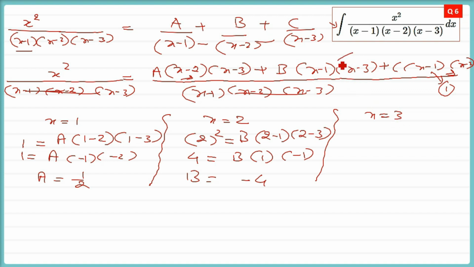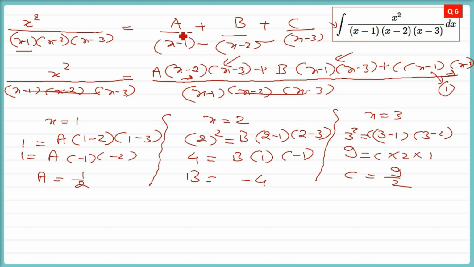Now the third one will be x equal to 3. When you put x equals to 3, the second and the first term will vanish. Only the c will be evaluated. On the left you have to put x equals to 3. So 3 square will be equal to c into 3 minus 1 into 3 minus 2. So 9 will be equal to 3 minus 1 is 2, c into 2 and 1. So c became 9 by 2.